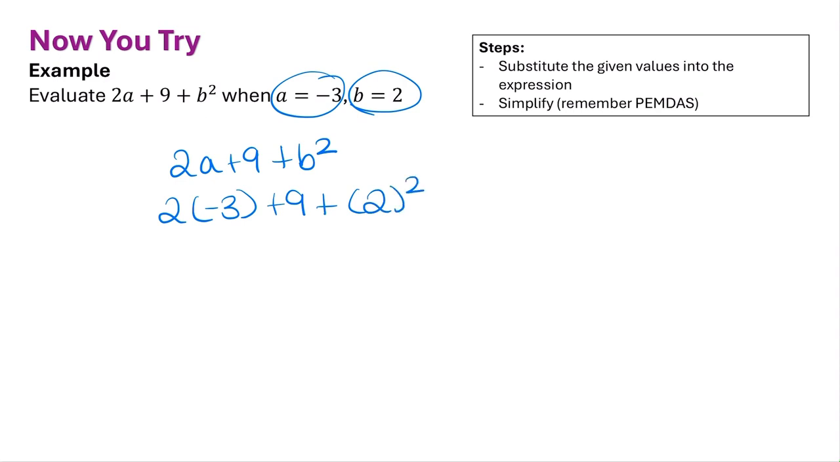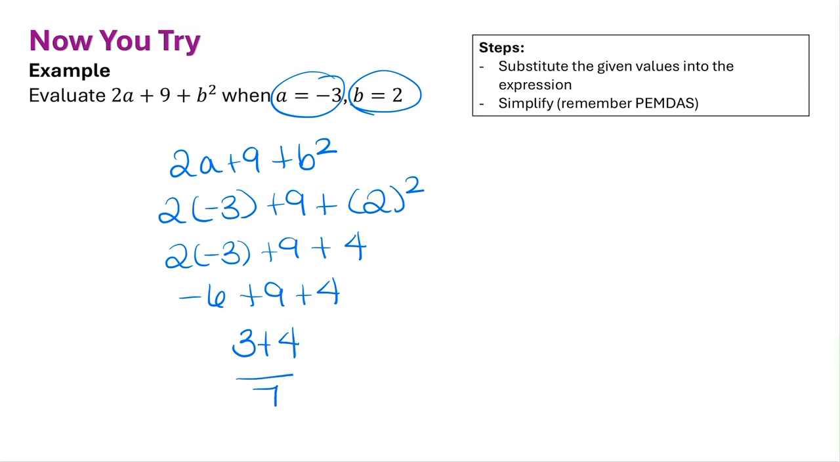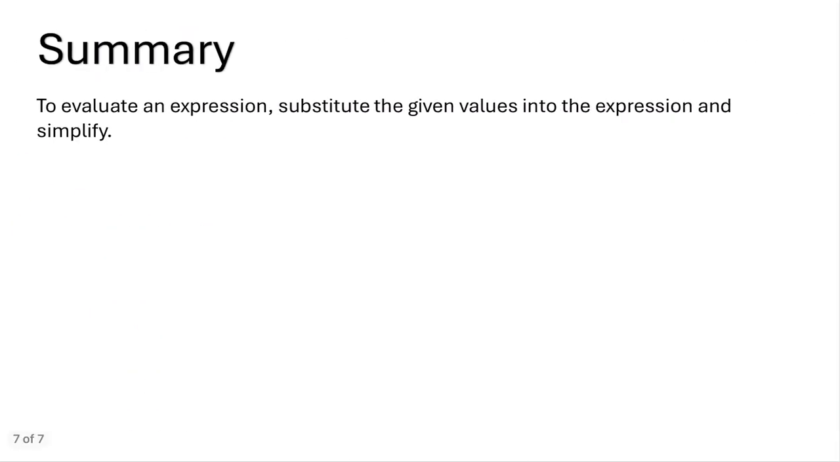Remember, in order of operations, I do my exponent first. So I have 2 times -3 plus 9 plus 4. 2 times -3, do multiplication next, so -6 plus 9 plus 4. -6 plus 9 is going to be 3. 3 plus 4 simplifies to 7. So remember, to evaluate an expression, you're going to substitute the given values into the expression and then simplify.